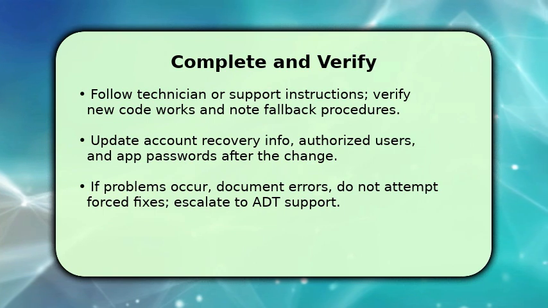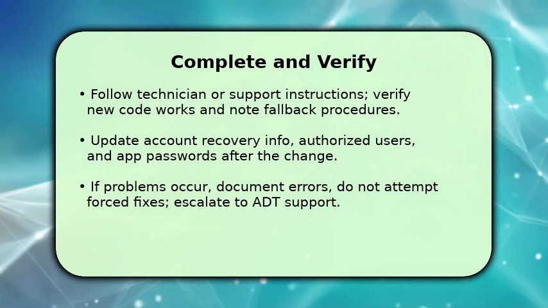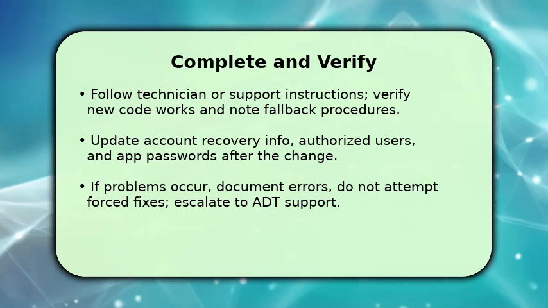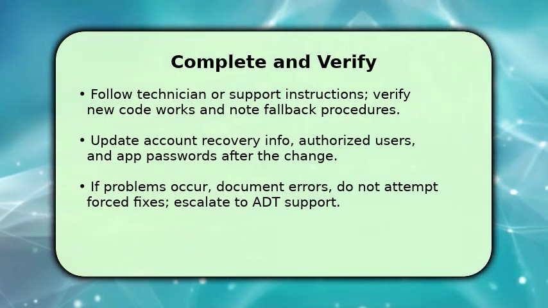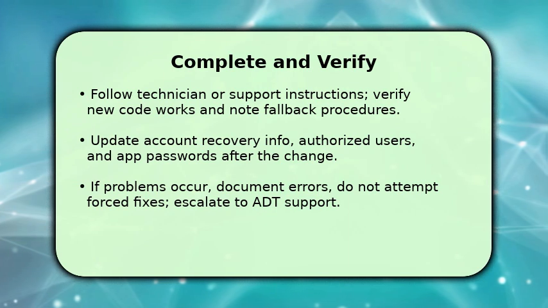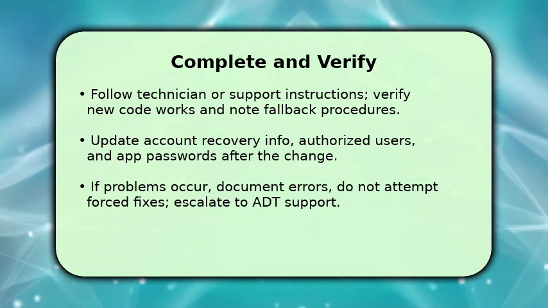If something goes wrong, such as unexpected lockouts or error messages, stop and document what happened, then escalate to ADT support rather than attempting further resets yourself. This preserves evidence, prevents accidental disablement, and ensures any troubleshooting follows safe, authorized procedures.